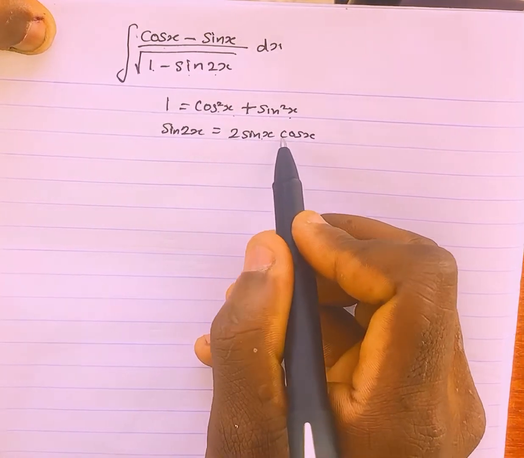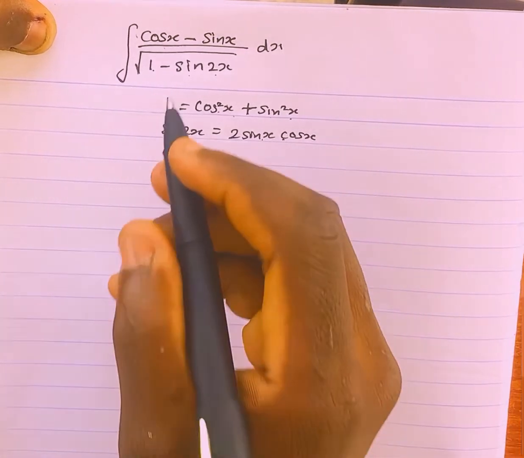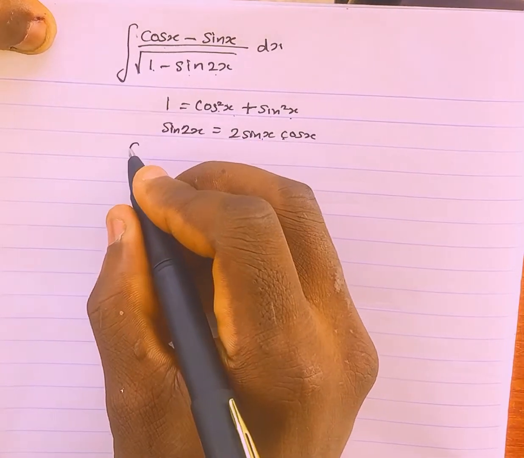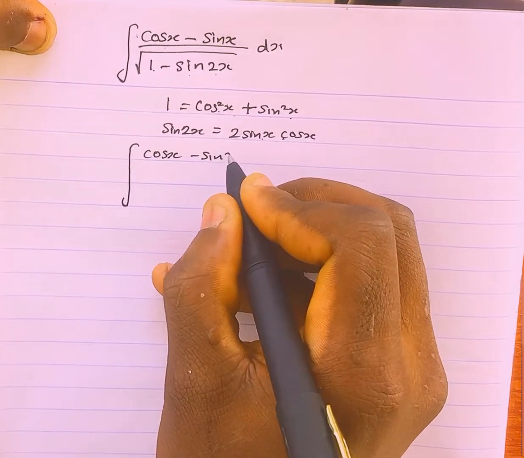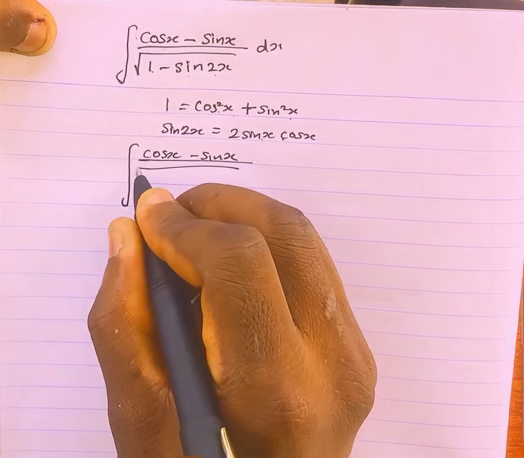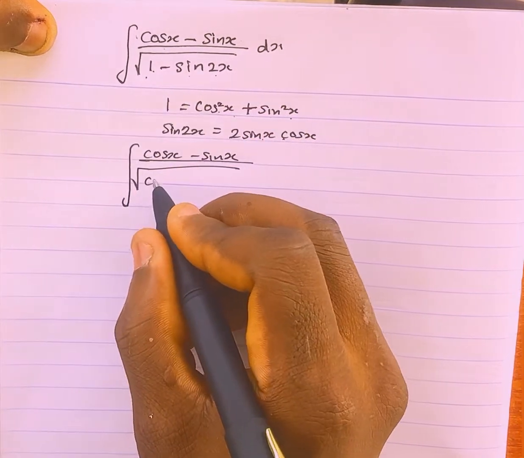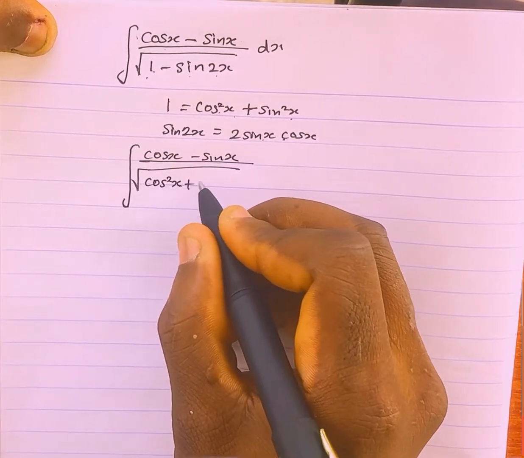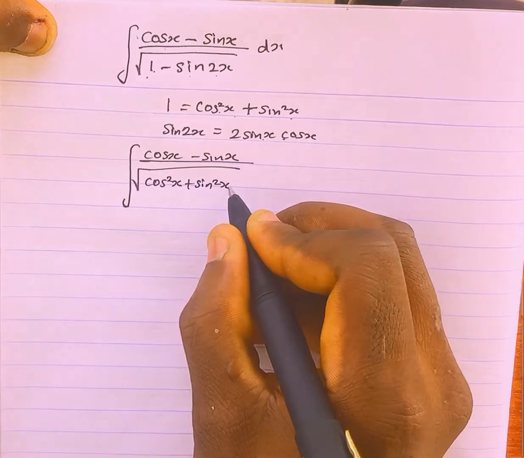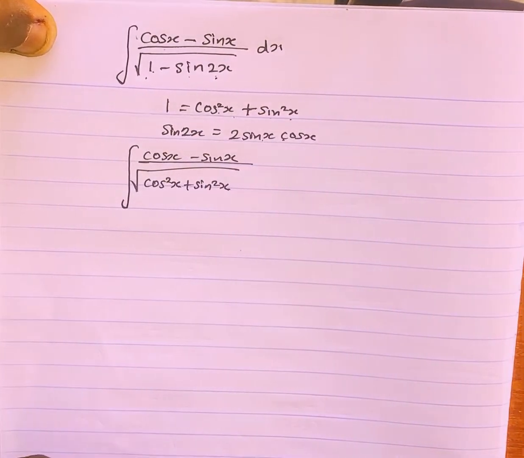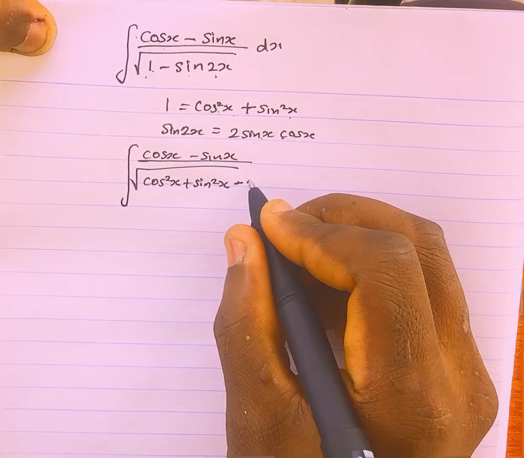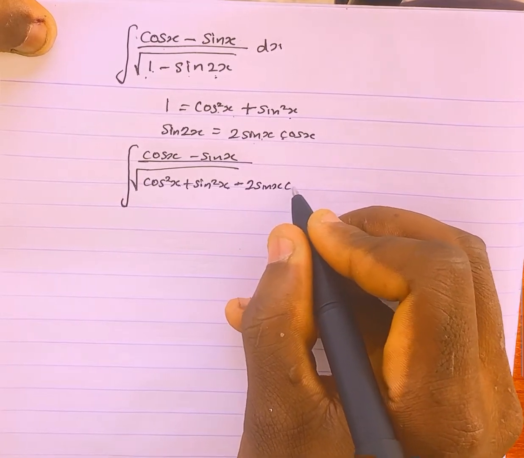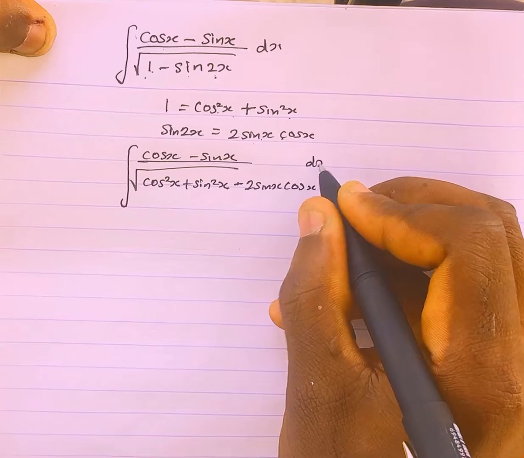Such that this integral will change into (cos x minus sin x), all divided by the root of, what's our 1? That's cos square x plus sin square x. Then what's our sin 2x? Our sin 2x is taken to be 2 sin x cos x, so that will be minus 2 sin x cos x dx, right?